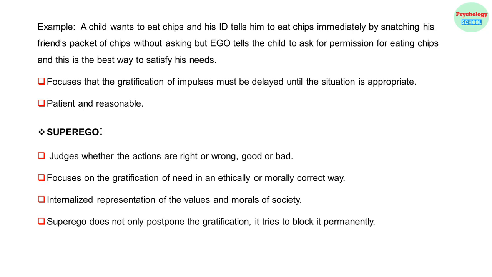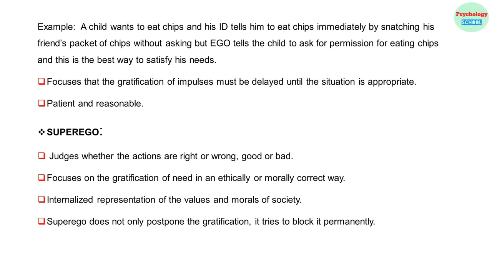So the third element of personality is superego. Now superego judges whether the actions are right or wrong or good or bad. Superego tells the id and ego whether gratification of a need in a particular manner is ethically or morally correct or not. So it is the internalized representation of the values and morals of society.